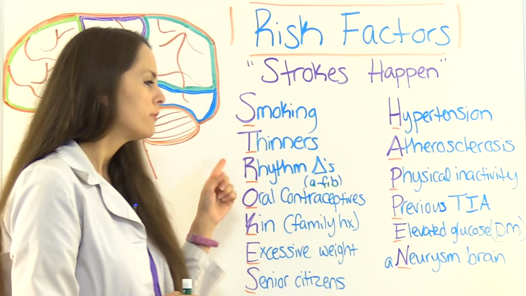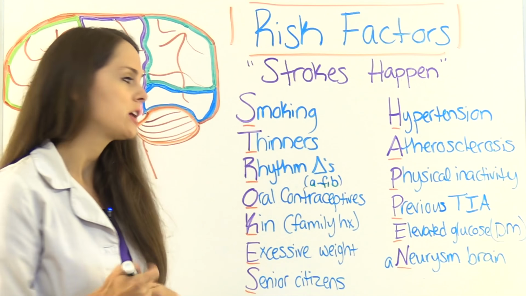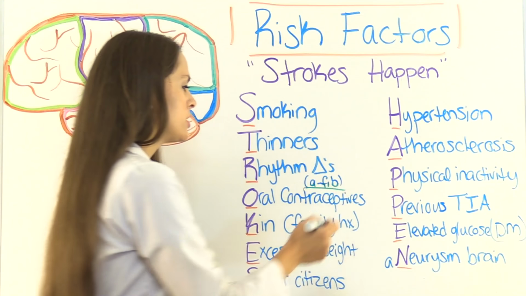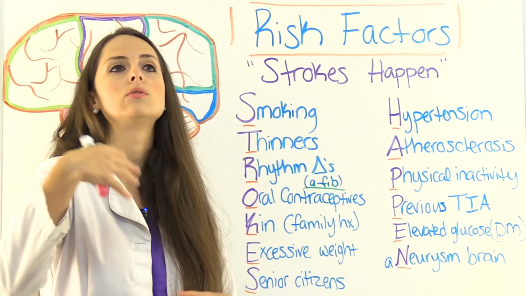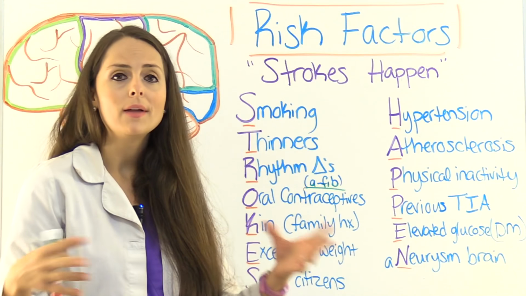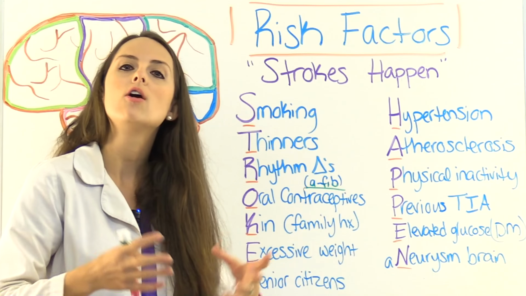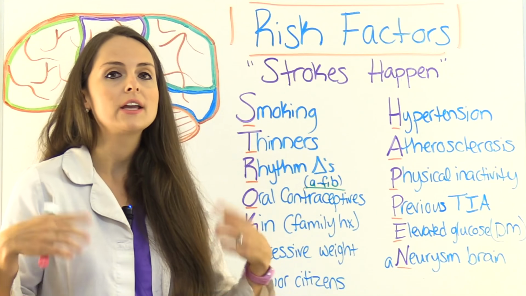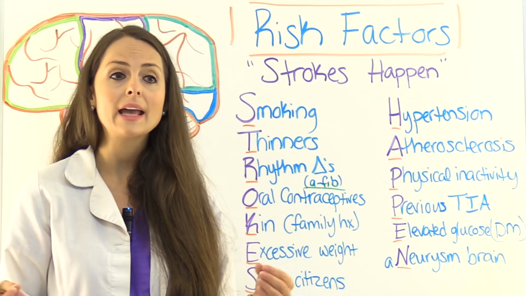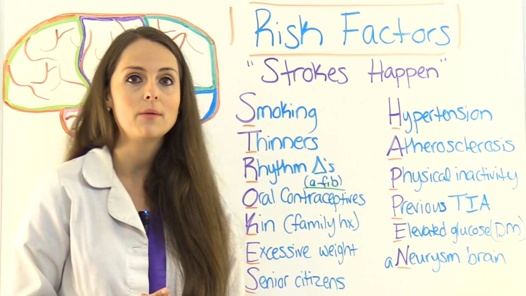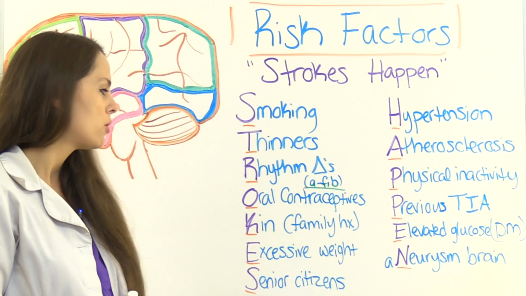R for rhythm changes, and this can happen in rhythms such as atrial fibrillation or flutter, where the heart is not contracting properly, and blood is pooling in the heart. We don't want blood to congregate together long enough, because if it does, it can form a clot, and that clot can leave the heart and go to the brain. So it's important when patients are in those rhythms that they're being anticoagulated so they don't develop a blood clot. O for oral contraceptives, birth control.